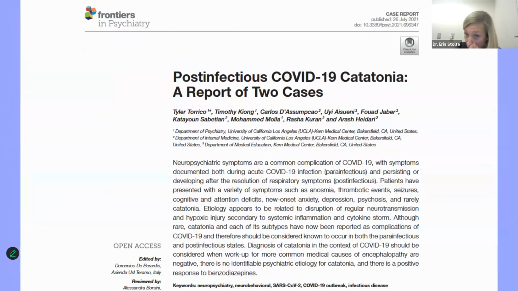There also have been cases of post-COVID inducing catatonia. We've seen this on the unit, and I think it's worth just mentioning, given our situation with COVID, that we are seeing this more as well, and it does seem to be an immune triggering agent.